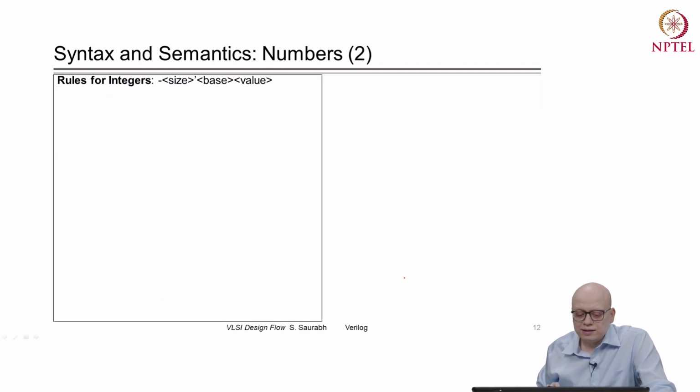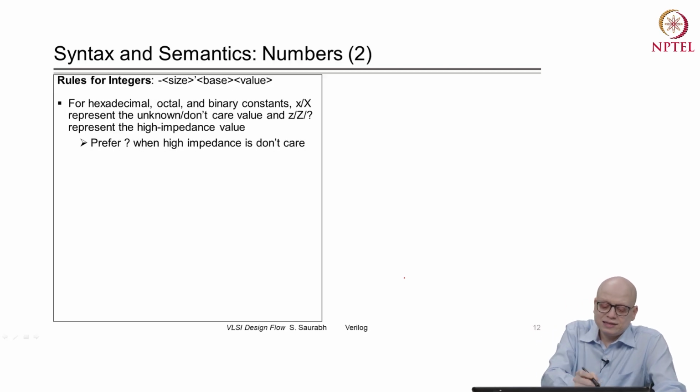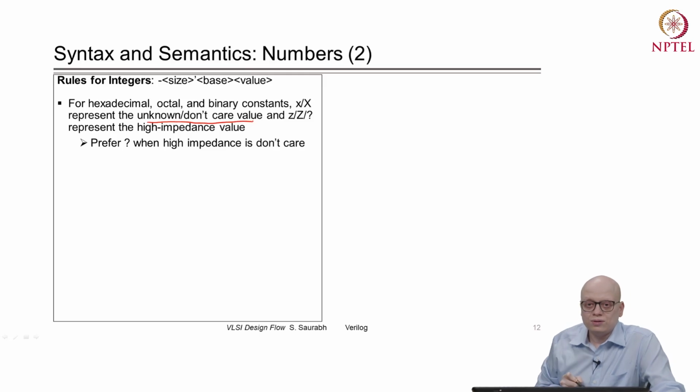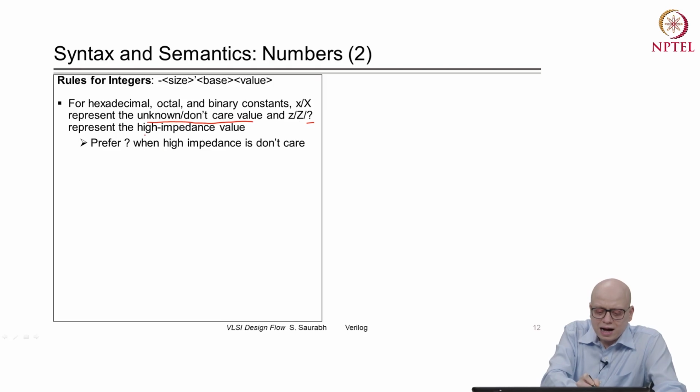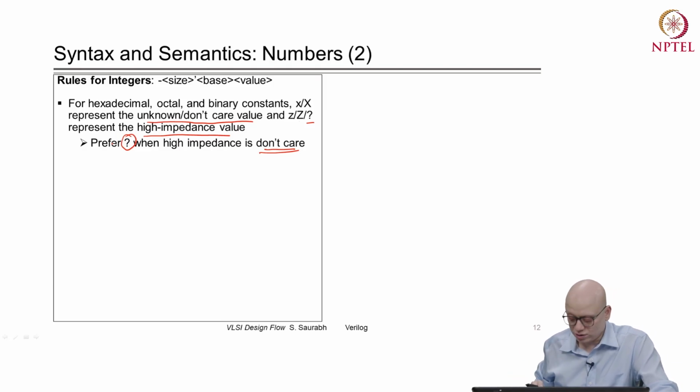Now, there can be complicated scenarios of writing integers. So these are the rules. For hexadecimal, octal, and binary constants, x, small x or capital X, represents the unknown or do not care value, and z and capital Z, or question mark, represent the high impedance value. When a high impedance is do not care, it is better to write a question mark. It distinguishes that it is basically do not care and not a high impedance, or a high impedance which should be treated as do not care.